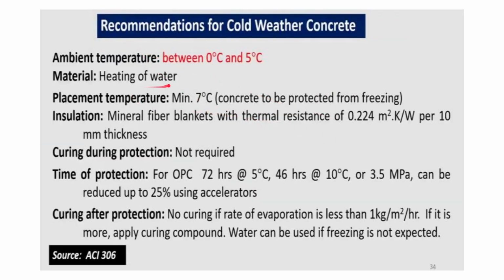But if it is between 0 and 5 degrees, then in material we have to heat the water. Water needs to be heated, and placement temperature should be at least 7 degrees centigrade, so that concrete can be protected from freezing. Apart from that, for insulation, mineral fiber blankets have to be installed with thermal resistance of 0.224 meter square Kelvin per watt per 10 millimeter thickness. During protection, curing is not required. During curing, protection is not required.